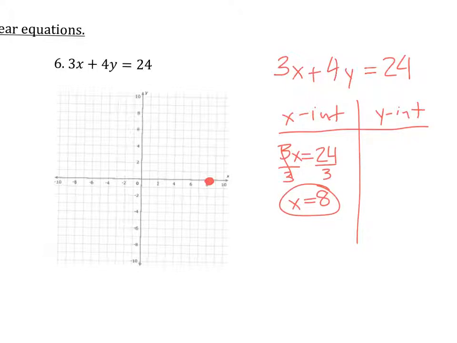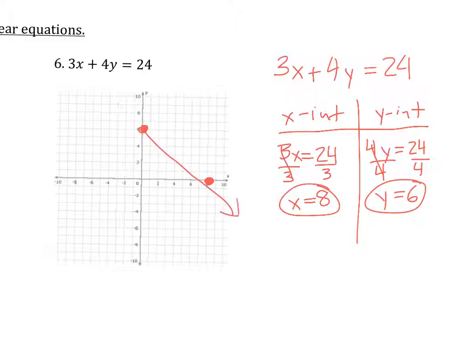Okay, and then for my y-intercept, remember for a y-intercept, you cover up x. So if I cover up this x right here, I'm left with 4y equals 24. Solve what's left. Divide by 4, and you get y equals 6. So then y equals 6 on my y-axis, and connect them with a line.